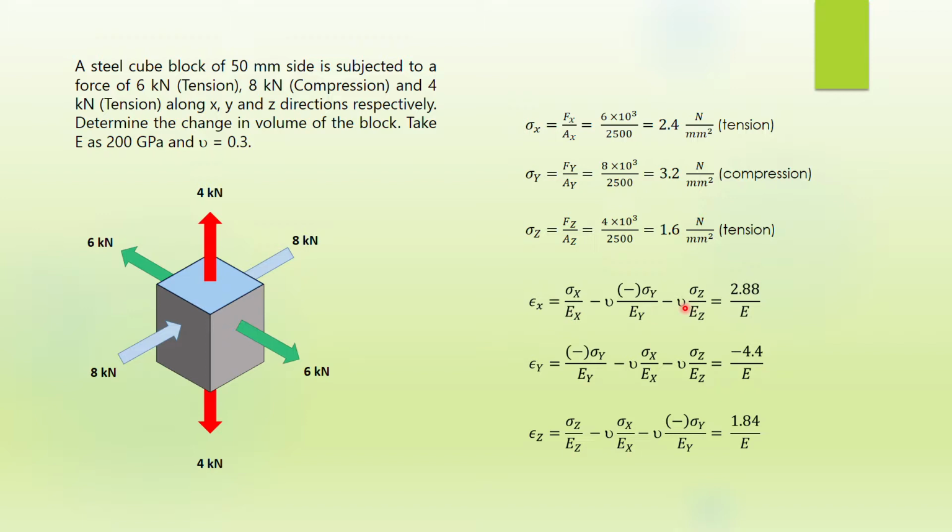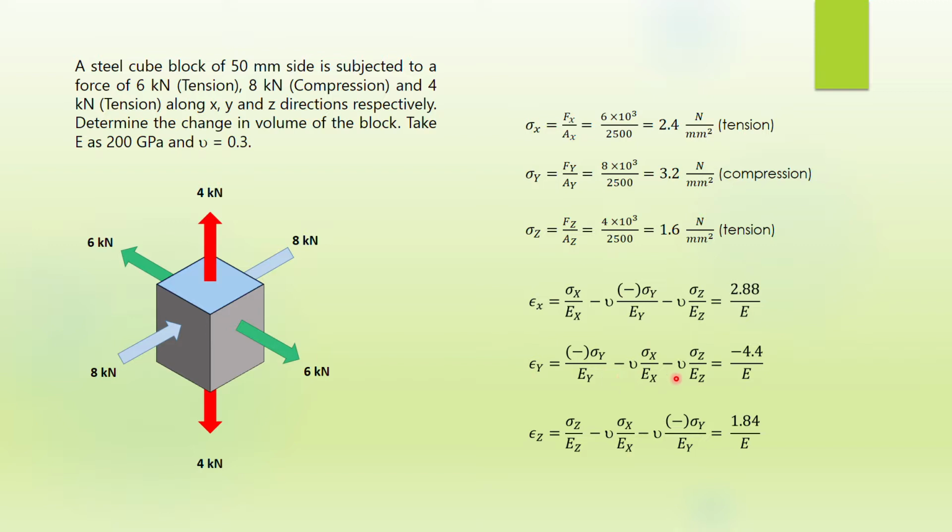We know that all the E's are common, so you just calculate what you have for the numerator. Then you get 2.88. Then for epsilon y, the strain in the y direction, from the earlier formula, in the original formula this is sigma y over Ey. We don't have a negative sign, but since it is compressive, you just put a negative sign beside it. So you have negative, negative, negative. That will give you -4.4. And we know that this is only one material, so E is all equal to 200.